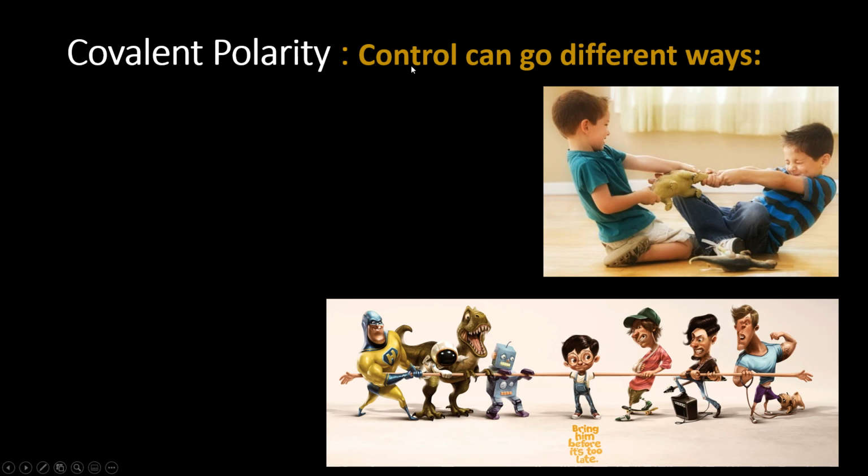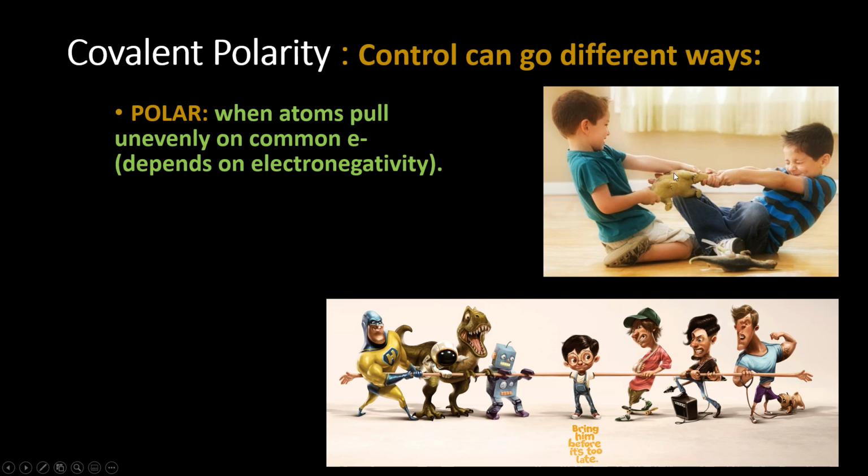So a covalent polar bond is where control of the electrons spends more time with one than the other. Okay, the custody of these electrons, they spend most of their time with one atom. The other atom, they're just spending weekends or holidays. So polar is when atoms pull unevenly on common electrons. Non-polar is when there's an equal tug on both sides. There is no unequal distribution.